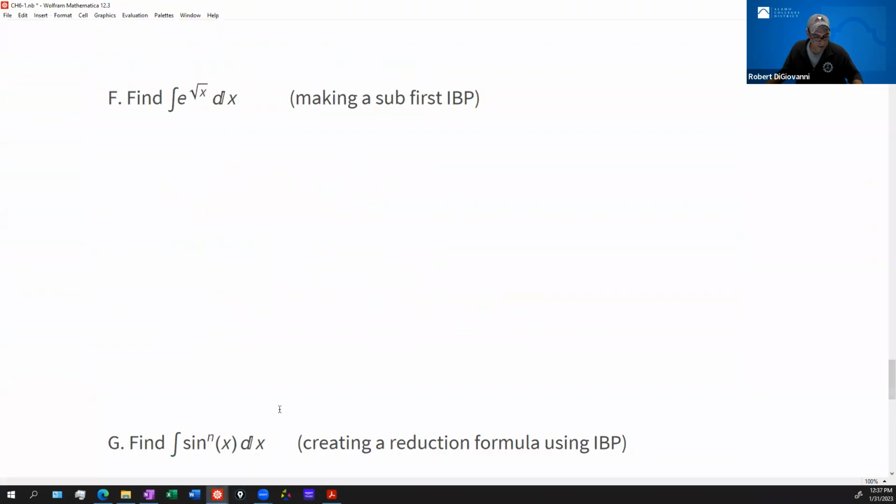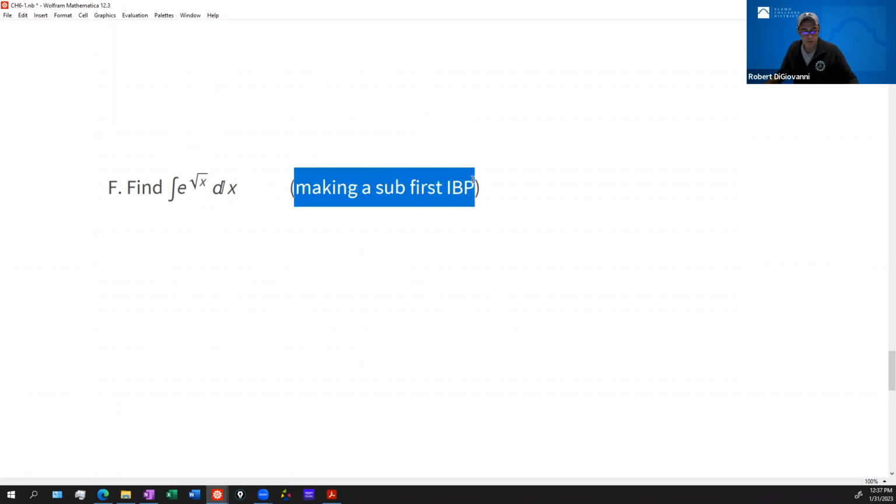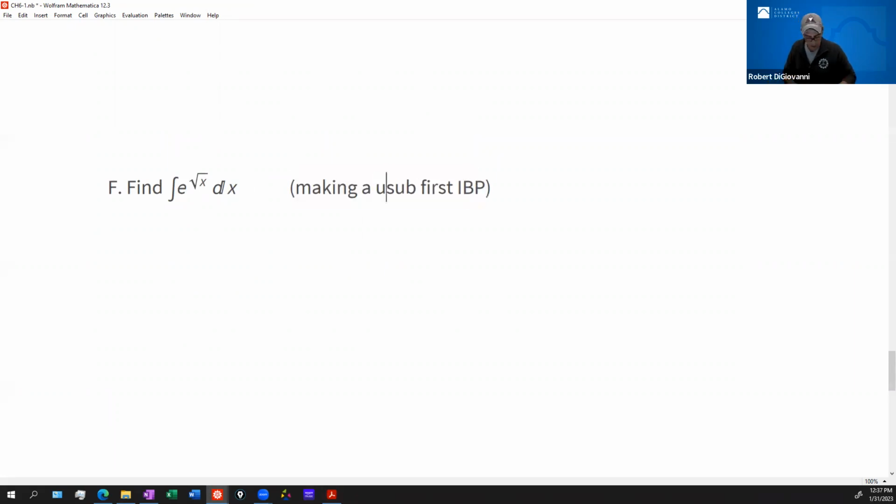So in the notes, what I say is this is an example where you're making a u substitution first. I should have said that, making a u sub first, not a natural one, but the one that makes most sense, which is just to try the square root of x and see what happens.